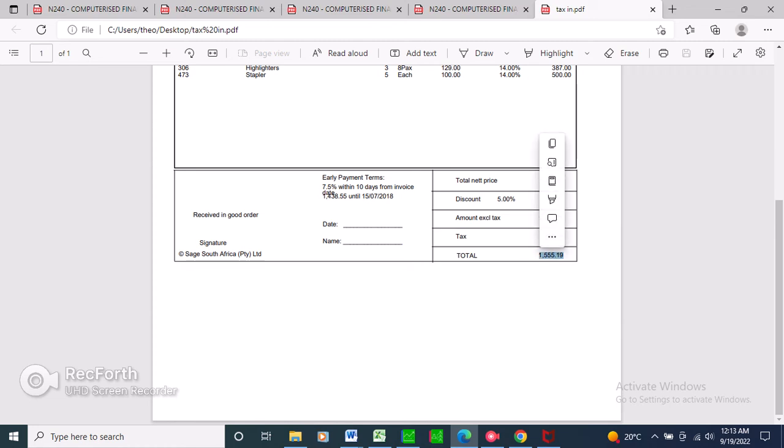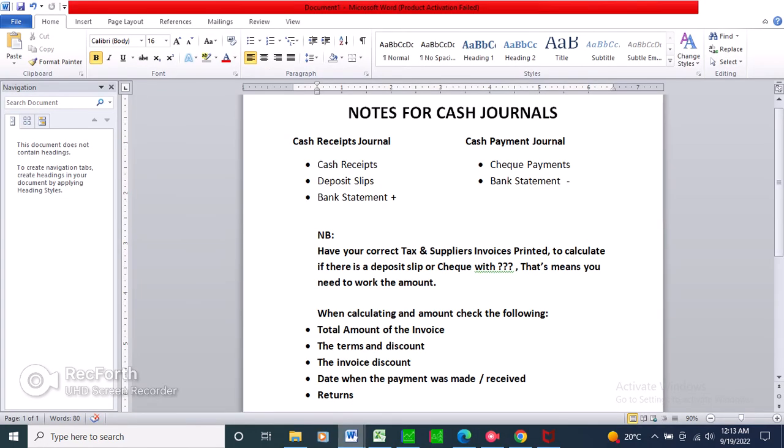The next thing, you have to check the terms and the discount, guys. Where do you see them? You can see that under your invoices there is 7% within 10 days from the date. It means if this Livingston store pays within 10 days, we're going to give them a 7% discount. This is not an invoice discount, guys. You can call it a trade discount.